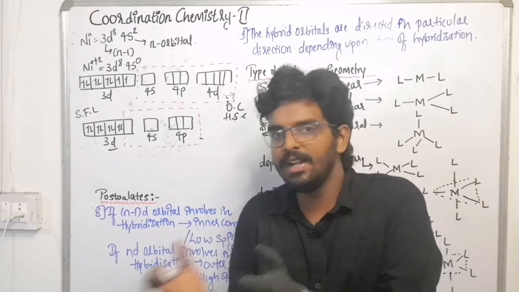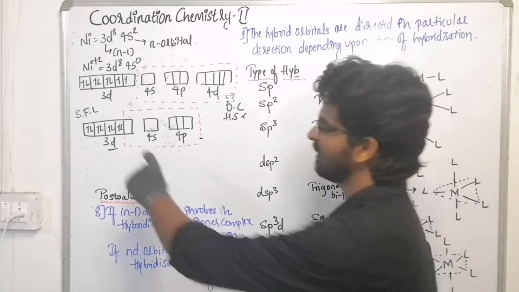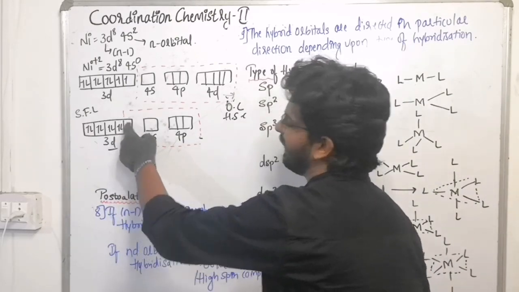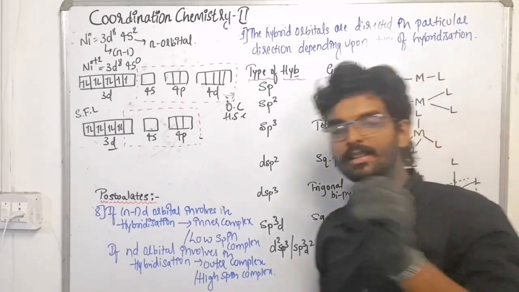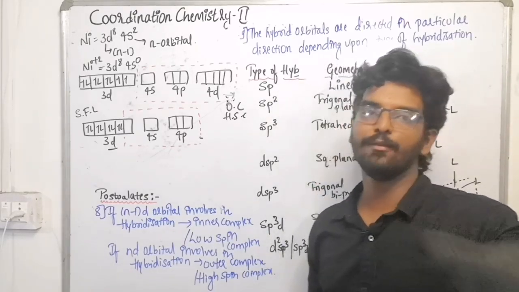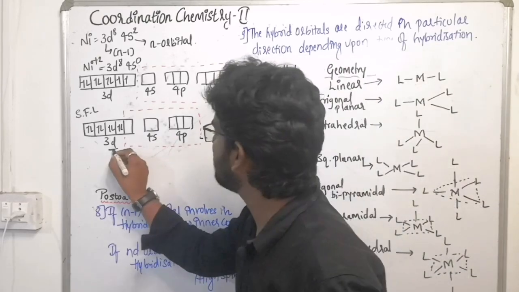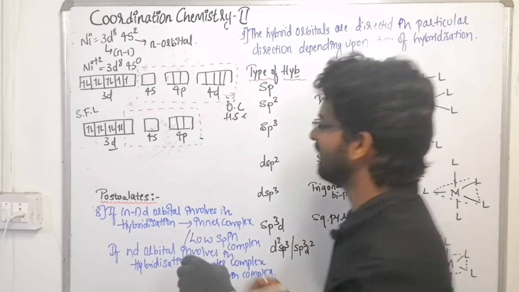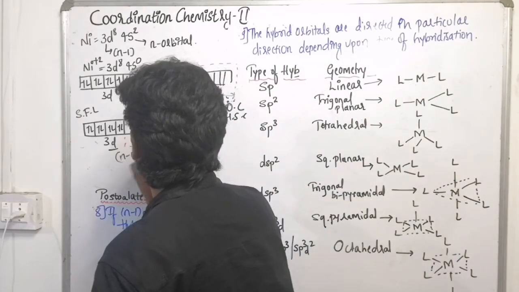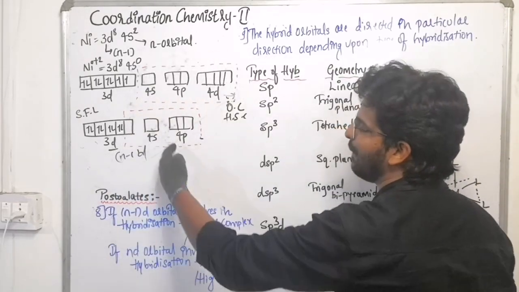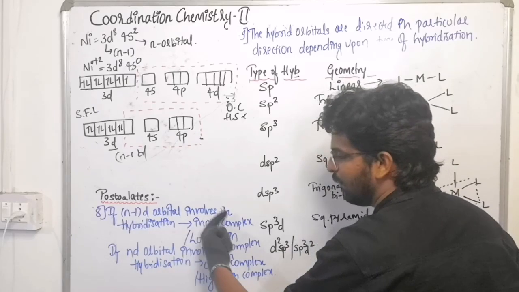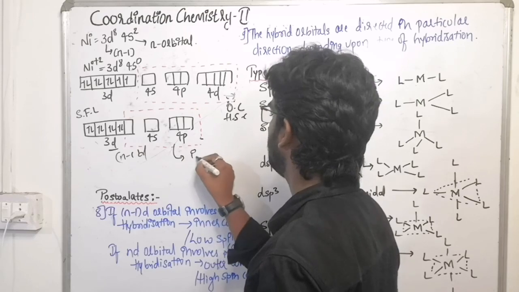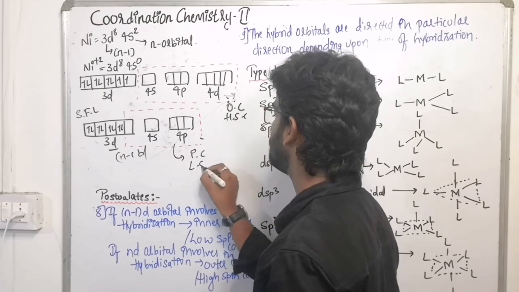Under the influence of a strong field ligand, the pairing of electrons takes place. The pairing up of electrons results in an empty subshell, which also becomes involved in the hybridization, as we have studied. Here 3d represents the (n-1)d orbital, so the (n-1)d orbital is involved in the hybridization. If the (n-1)d orbital is involved in the hybridization, that type of complex is called an inner complex or low spin complex.